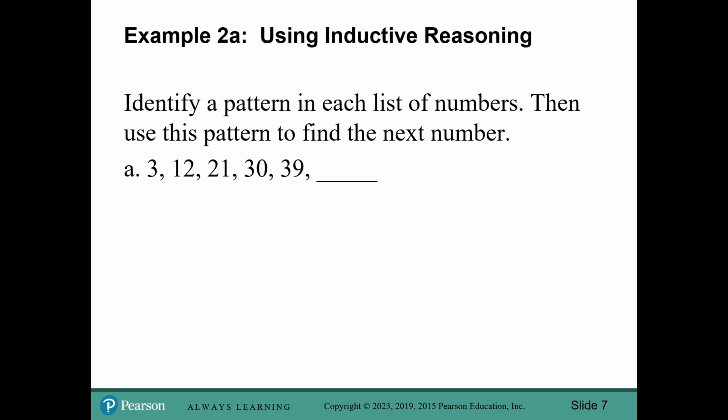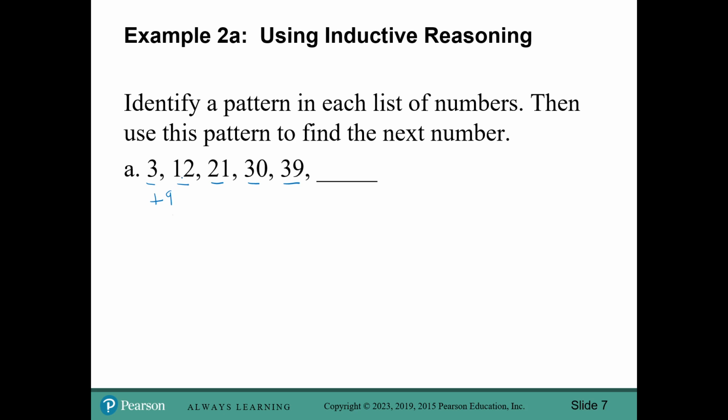Example 2a. Let's use inductive reasoning. We want to identify a pattern in each list of numbers and then use this pattern to find the next number. So if we look at A, it starts with the number 3, and then it goes to the number 12. And then from 12, it goes to 21, to 30, to 39. Now, if we're trying to figure out how we're getting from one number to the next, we're trying to find some kind of pattern. An easy pattern here would be to add 9.